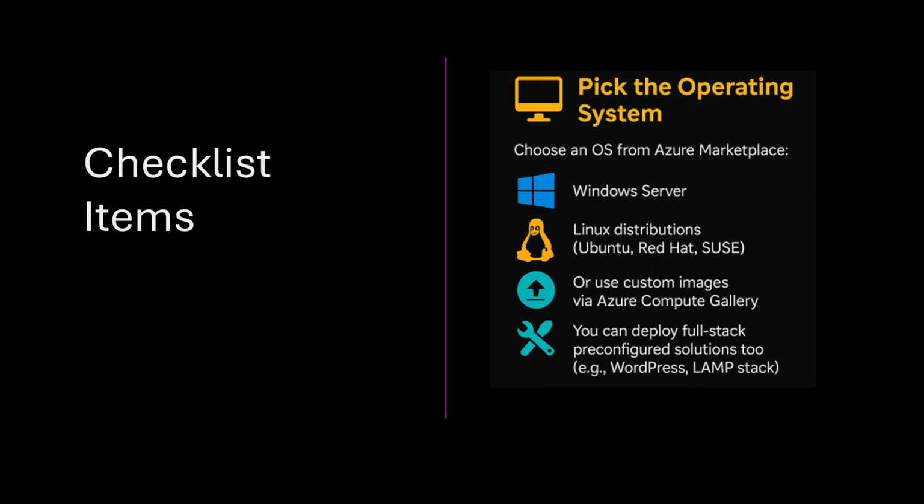You're not limited to marketplace images. If you already have a customized configuration you trust, you can upload and manage your own custom images using Azure Compute Gallery. This helps you maintain consistency across environments and speed up deployments. Lastly, if you want to skip the manual setup, Azure offers pre-configured full-stack solutions like WordPress or the LAMP stack. These are ready to deploy and save you time by bundling everything you need in a single VM image.